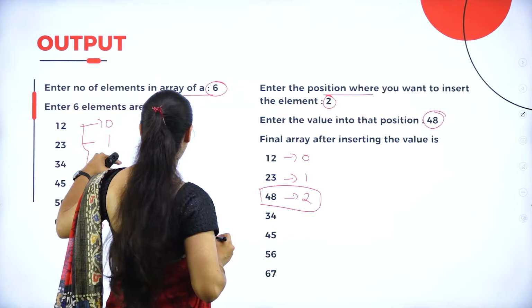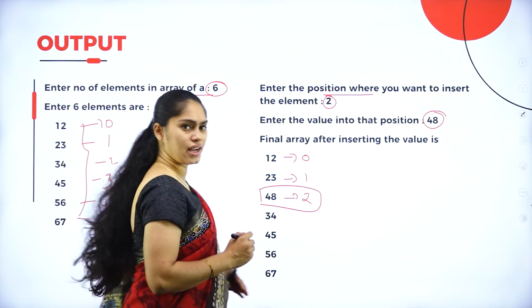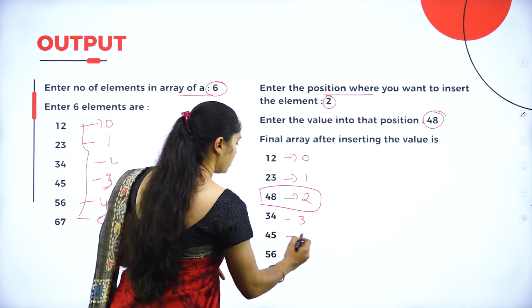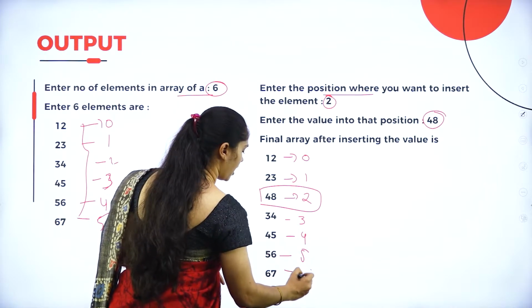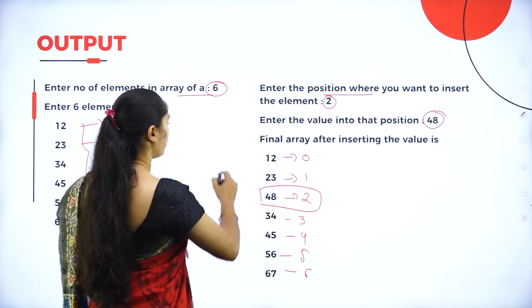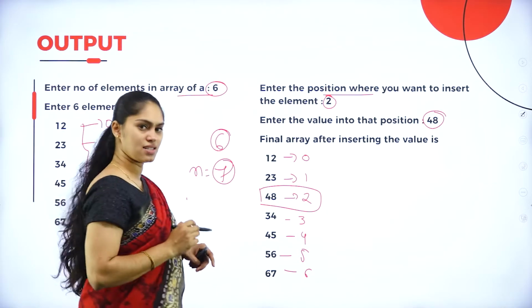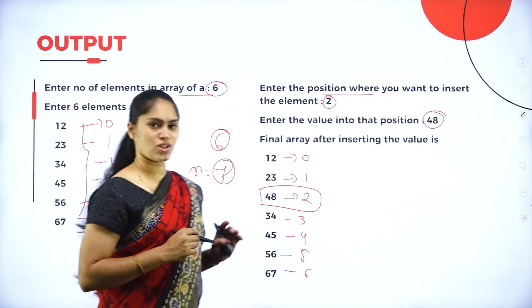Whatever we have in the second position, third, 4, 5 and so on, all will be moved to the next location. Now it will become third position, 4, 5 and 6. So initially it was 6, and now it becomes 7 elements. Now the n value is 7. Fine. This is how insertion works.